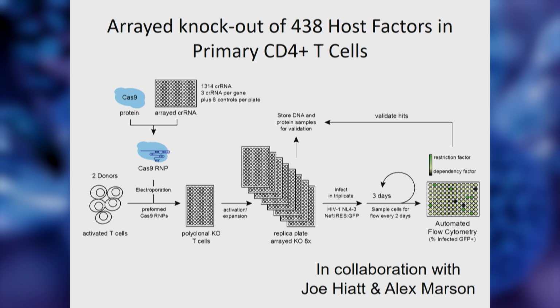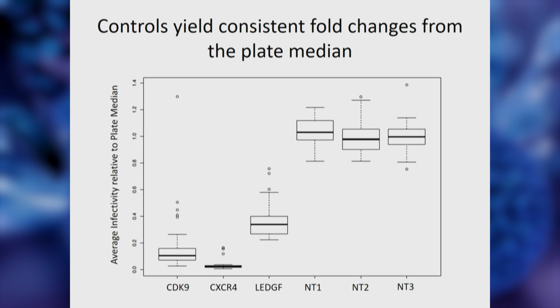On each of the plates, we had 6 controls. We had 3 non-targeting controls, which retained high infectivity across all of our plates. We knocked out CDK9, which is essential for HIV gene expression, and we saw consistent knockdown. We knocked out CXCR4, which ablated infectivity in just about every plate and every sample, and then LEDGF, which is an integration factor, which we knocked out and again saw consistency across our plates.